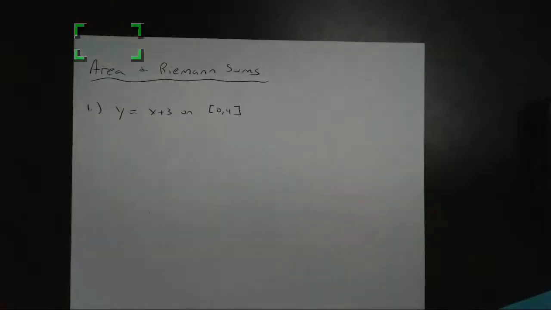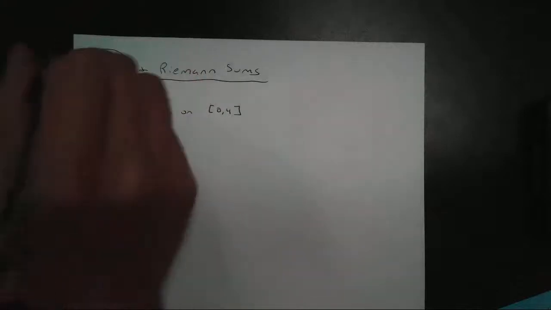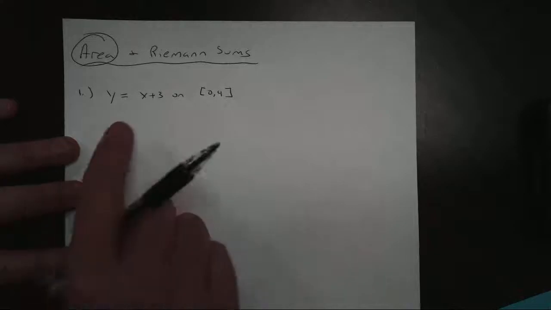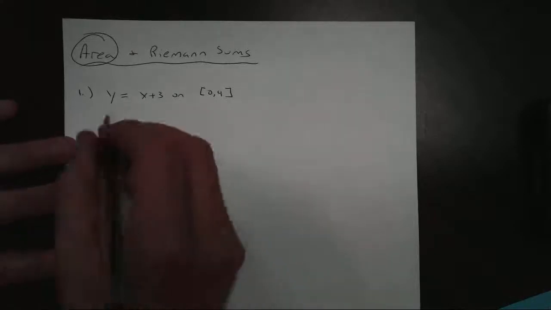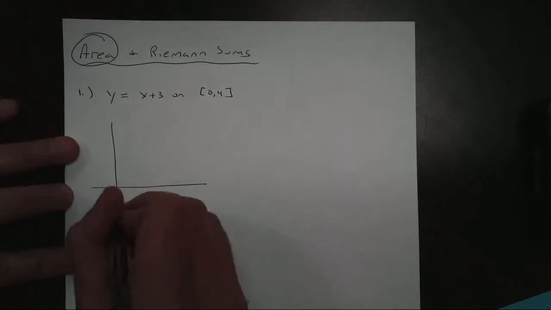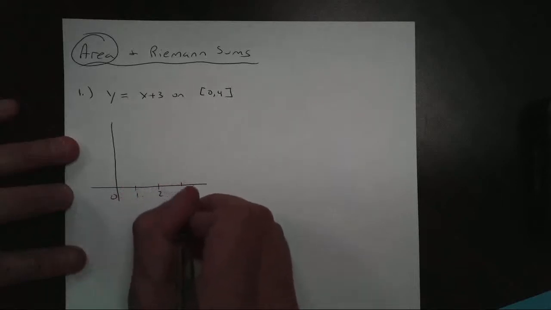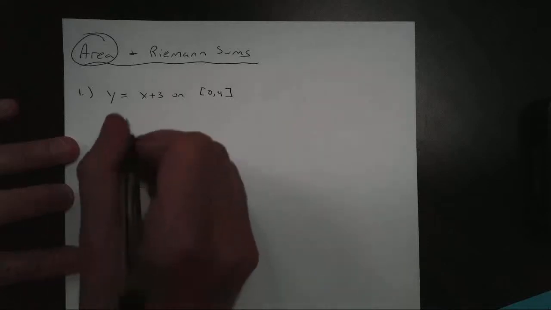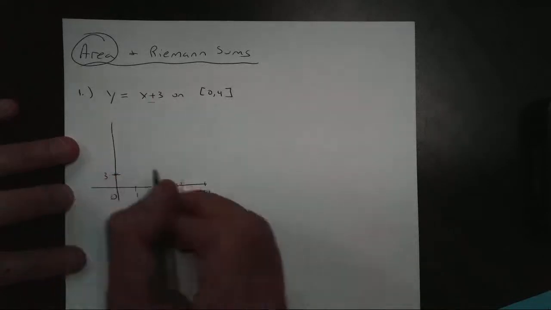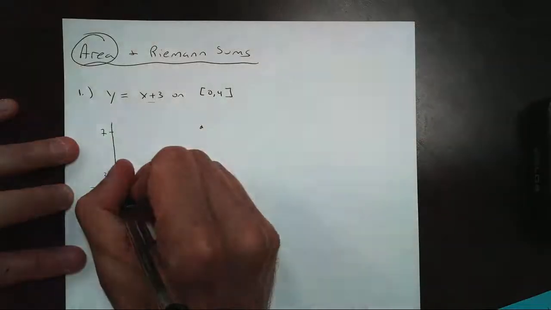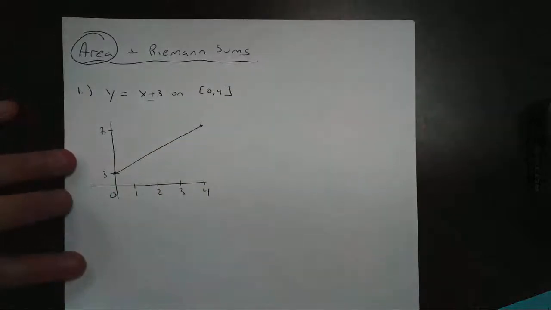Okay, so today we're going to look at area and Riemann sums, particularly the idea of how we find area underneath a curve. So let's say we have this function here, a very simple one, a line, y equals x plus 3. I'm going to go ahead and sketch this from 0 to 4, 1, 2, 3, and 4. And if I graph it, we're starting at a height of 3, and we're ending at a height of 7. Now this one's really nice because it's just a linear function.